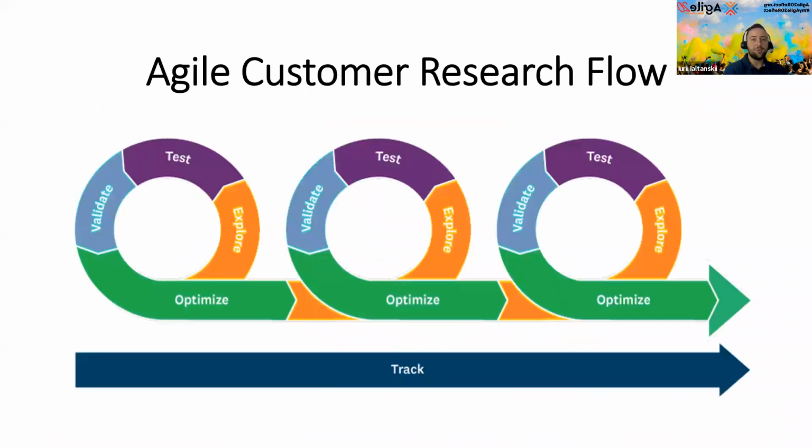The flow for agile customer research would be a standard agile flow where we explore, we have a hypothesis we'd like to check, then we test, then we validate, and based on the outcome we get, we can optimize our results and how we interact with the customers. And as can be seen on this slide, we track the progress constantly.